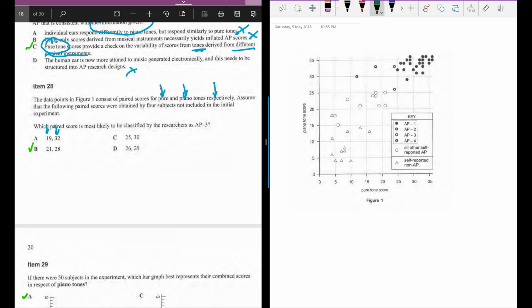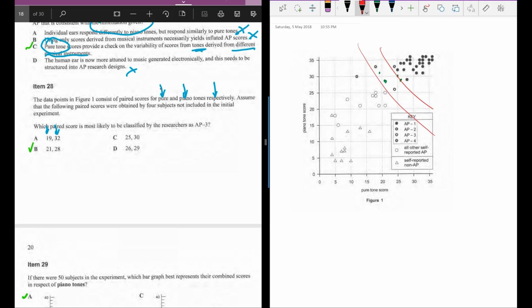We've got 19, 32, we've got 25, 30, we've got 26, 29, we've got 21, 28. Okay, so looking at this, I can sort of make an educated guess to say that these guys are all going to be AP1, maybe AP2. Okay, so those ones are there.